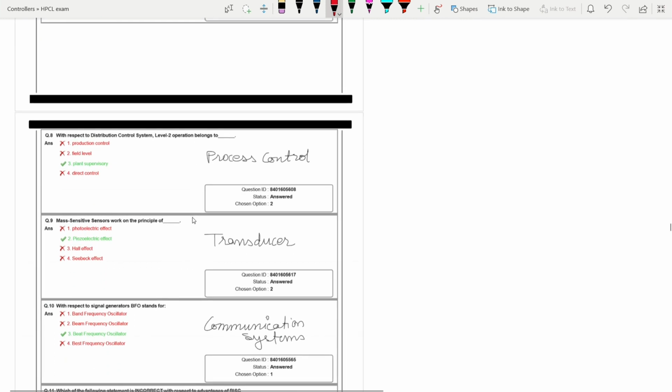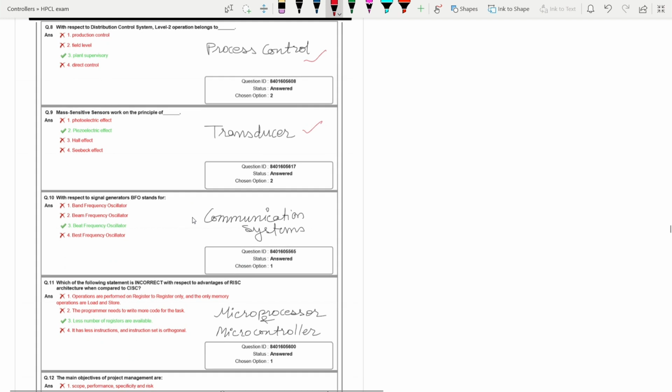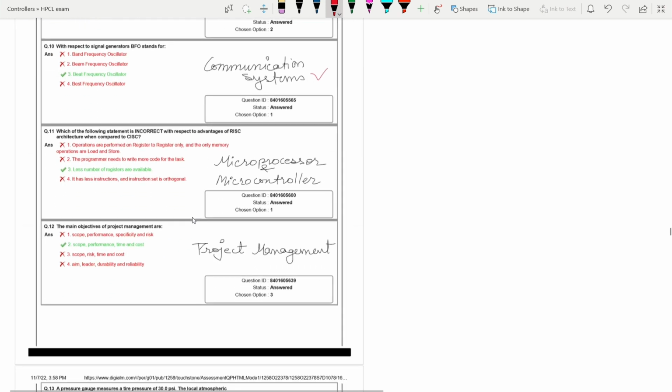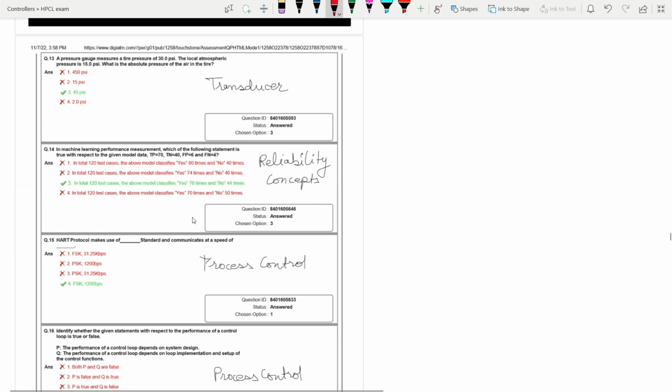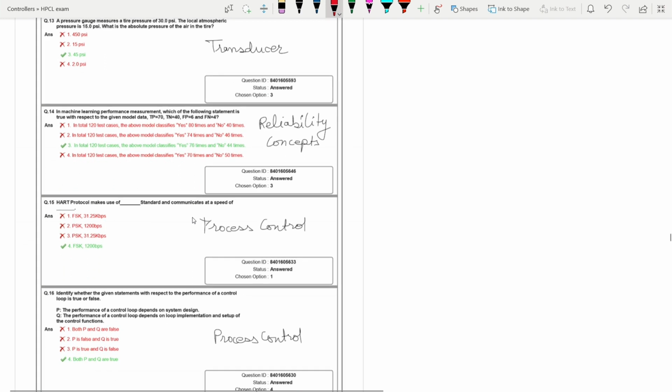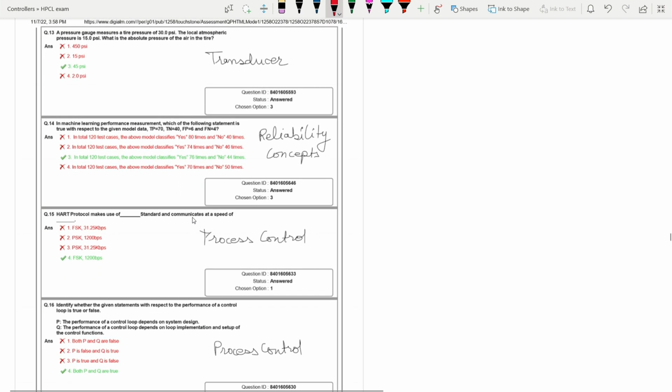The next question is from process control, then again transducer, and this one is from communication systems, and you have RISC and CISC architecture from the microprocessor and microcontroller. Again, this is a project management question. Then transducer, reliability concept, process control, process control. You can see all these questions are from various fields. Machine learning is also there in question number 14. Sorry, question number 14 is not from the reliability concept. This is from machine learning.